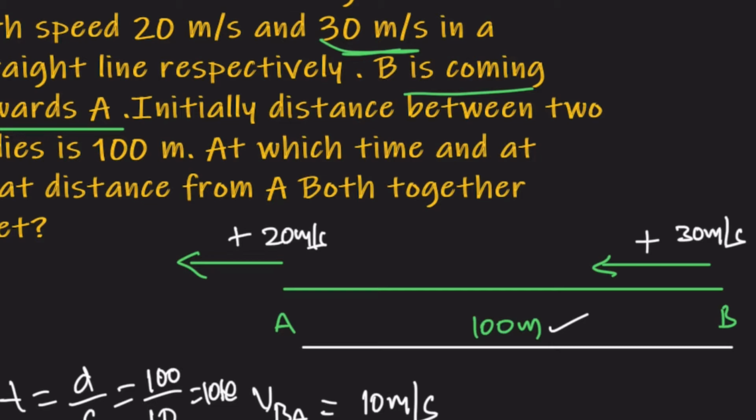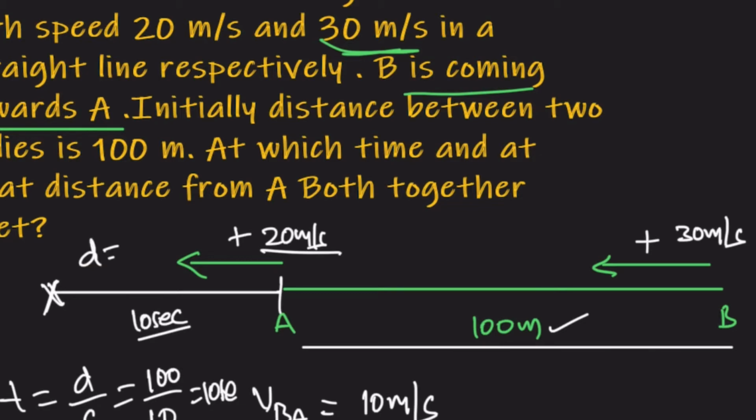So A travels 10 seconds. Suppose this is the meeting point. So A should travel 10 seconds with a speed 20 meter per second. Now distance is equal to speed into time. So speed is 20. What is the time here? 10. So we get here 200 meters. After A covers 200 meters, B meets him. Or we take another way.